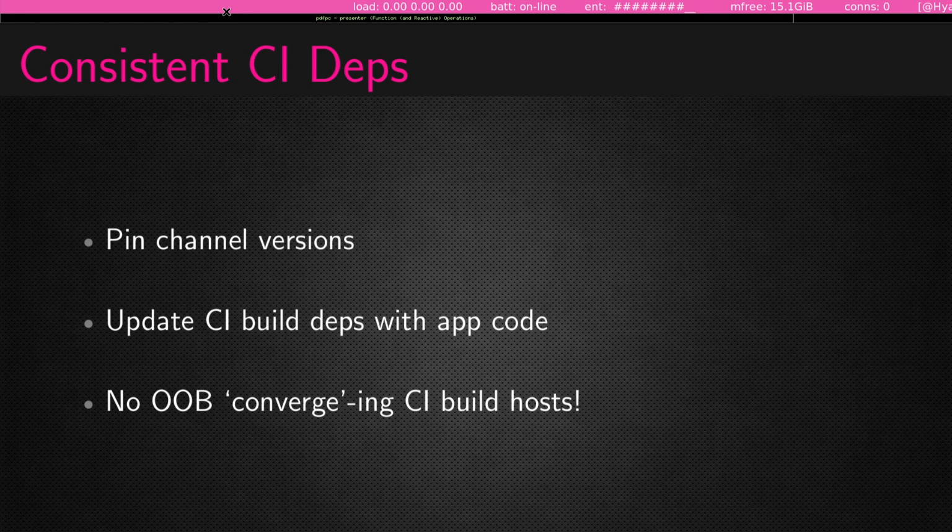Okay, so the keys are we need to pin down the channel versions. We update CI build dependencies with app code. So we have to put all of this inside of the same repository, or a repository that we can link to another repository if we need to. There's no out-of-band converging. So if we need to update a dependency for the test to run, it's all in the Nix expression that we use to bootstrap the CI script itself. So you don't have to upload a new version of the cookbook to be able to run on your Jenkins builders or whatever.